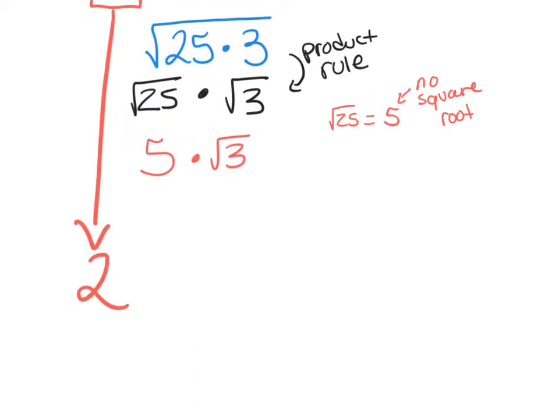But now we can't forget about this 2 that we had out in front. And remember we said that 2 is being multiplied. So really, we're going to have 2 times 5 times the square root of 3.